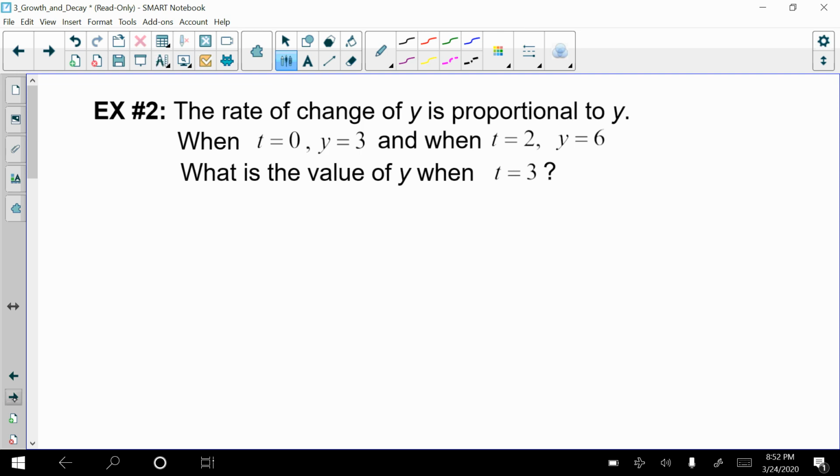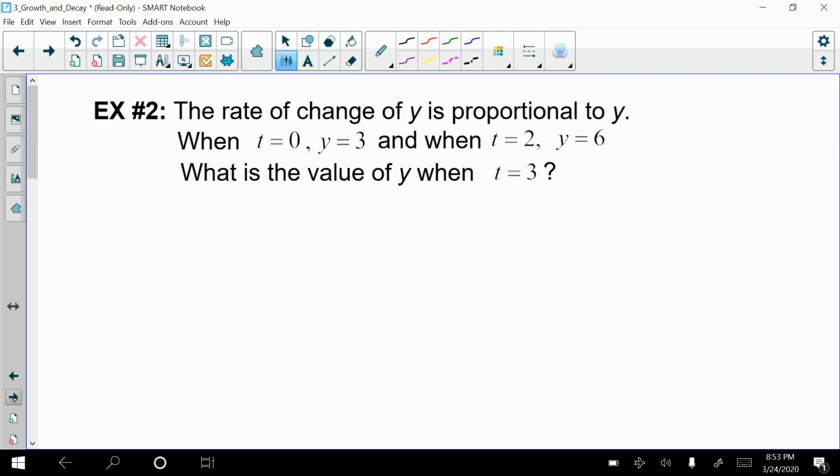Now we're going to be looking at it in terms of some context, and we're going to be applying it to some problems. So here in this example, the rate of change of y is proportional to y, and that's good because we need that for our exponential growth. When t is equal to 0, y is equal to 3, and when t is equal to 2, y is equal to 6. So what is the value of y when time is equal to 3? Now, the time can be anything. It could be years, it could be months, it could be days. It's just some value of time.